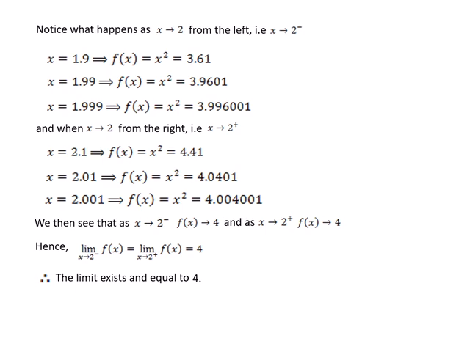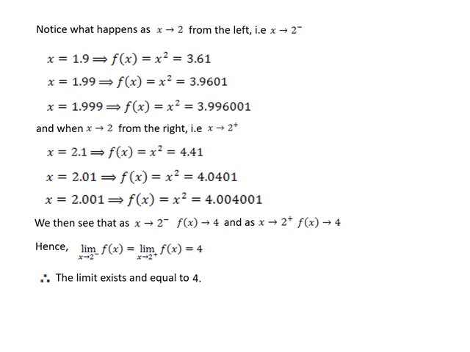Also substitute 2.01, we have 4.0401. Then we substitute 2.001, we get 4.00401. We then see that as s approaches 2 from the negative side, f of s tends to 4, and as s approaches 2 from the positive side, f of s is also close to 4.